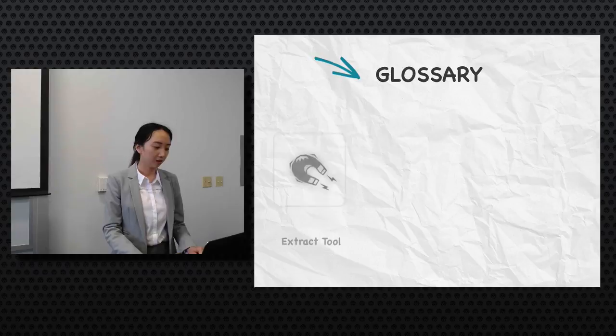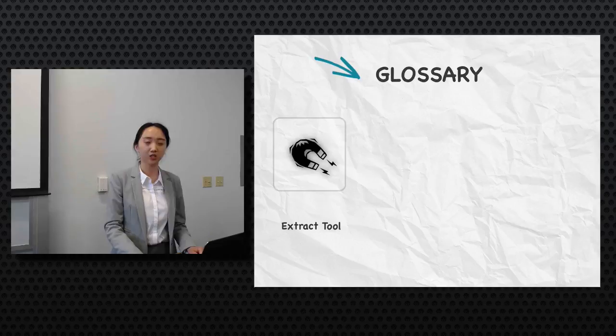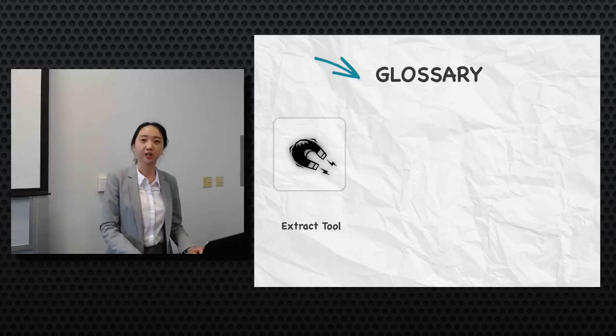So since this is the first time for our clients to localize their website, they have no TM or TB in hand. So when we deal with the glossary, we have three main challenges. The first one is that we know that there might be some ideal tools to extract the terms in English context, but we didn't find an ideal tool to extract Chinese terms.